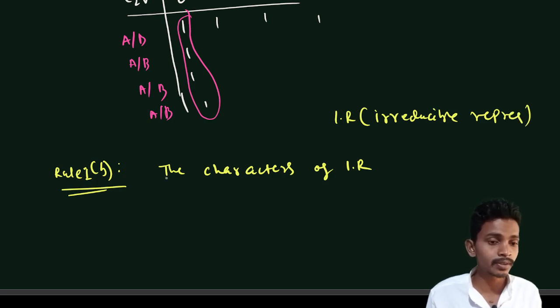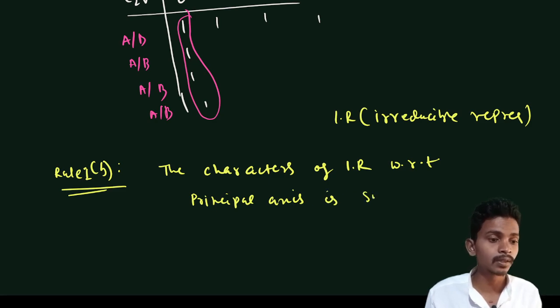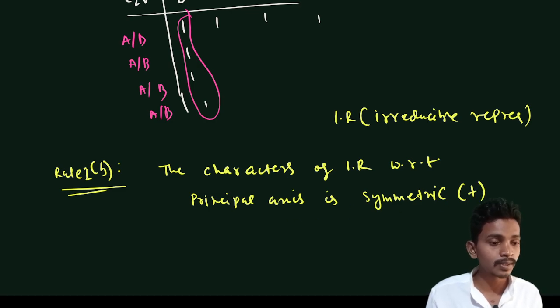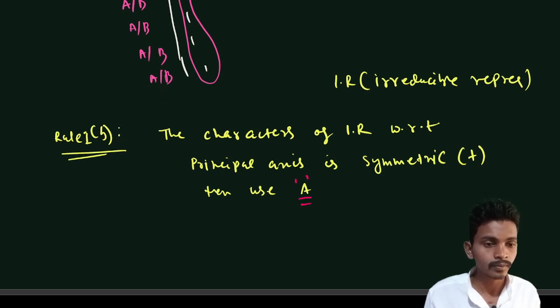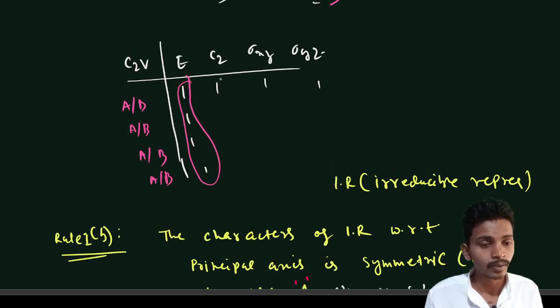These are all irreducible representations. So the characters of irreducible representations with respect to the principal axis, if symmetric, and symmetric means you will get a positive value, then use A, and otherwise B.